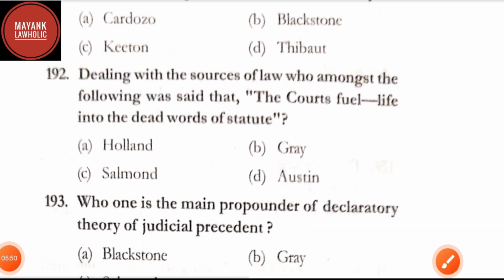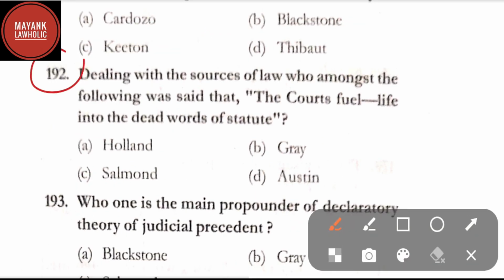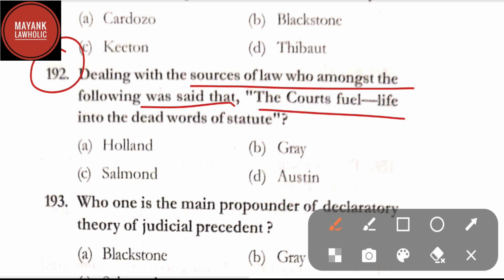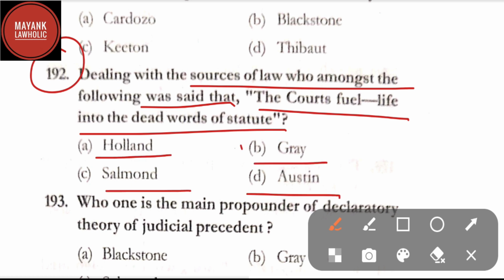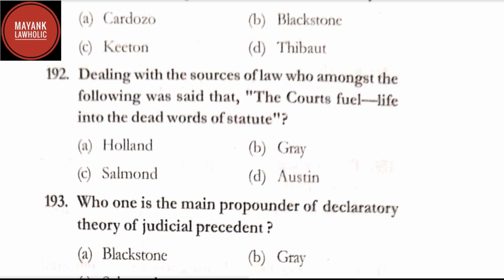Now let us proceed to question number 192. Dealing with the sources of law, who amongst the following has said that the courts breathe life into the dead words of statute? Option A, Holland, option B, Gray, option C, Salmond, and option D, Austin. Here the correct answer is option B, that is Gray. Gray said that the courts breathe life into the dead words of statute.